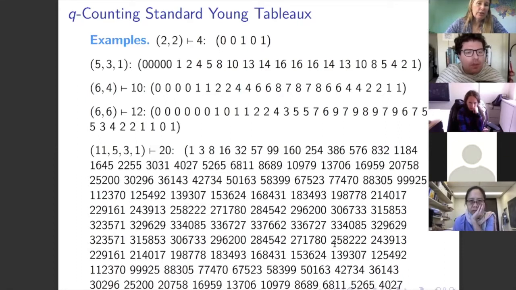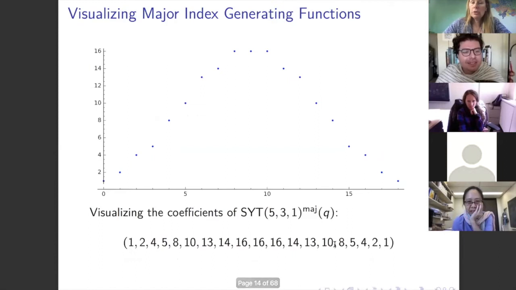And then, as they get bigger, the coefficients just get a little crazy. I don't know what you should do when you're looking at that. For the partition 11, 5, 3, 1, I find it a little overwhelming. I don't even think I got them all to fit on the slide. But that's because we're looking at them the wrong way. It starts to look better if you start plotting them when they get so big. So here's 5, 3, 1 again, but on a plot.